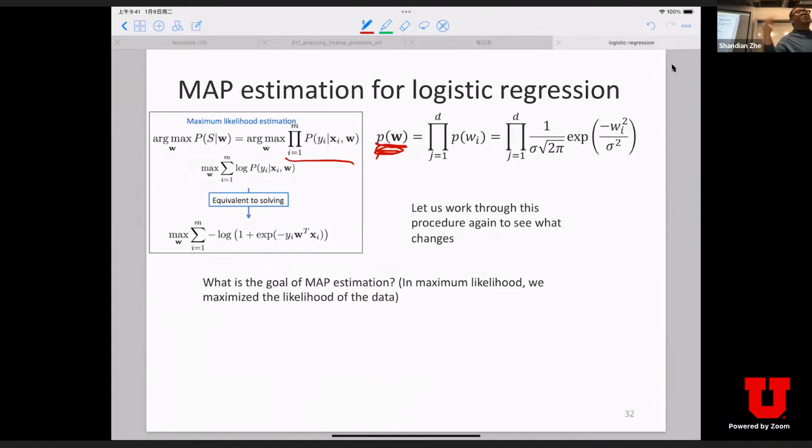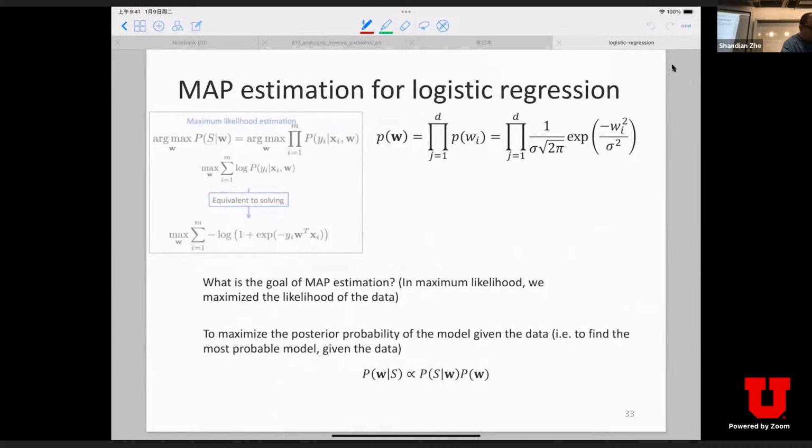Because the posterior is proportional to the prior multiplied with the likelihood, maximizing the product of the prior and likelihood is equivalent to finding the weights with the largest posterior probability. That's what we have discussed previously. So let's see the concrete steps.